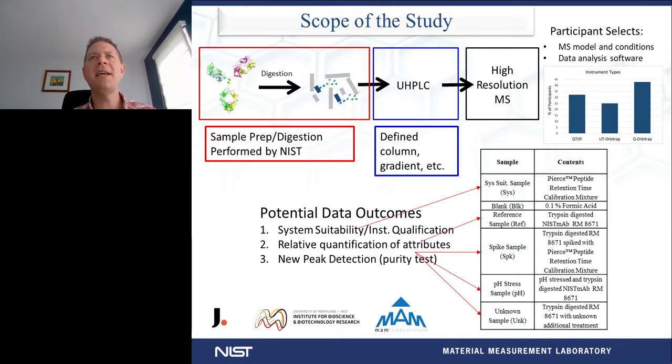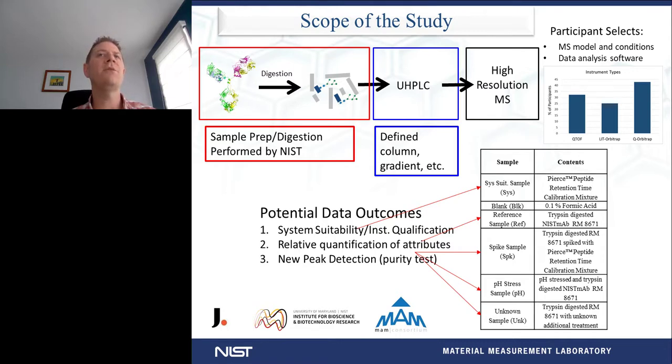So the scope of the study, again, we really wanted to try to harmonize as many aspects of this to really hone in on the data acquisition component. So in the design, we actually did the digestion at NIST to ensure that there wasn't lab-to-lab irreproducibility there. So every lab was actually sent pre-digested samples, shown in the upper left-hand corner. We actually defined the column and gradient in the blue boxes. So each analytical lab used the exact same UHPLC column and performed the same gradient.